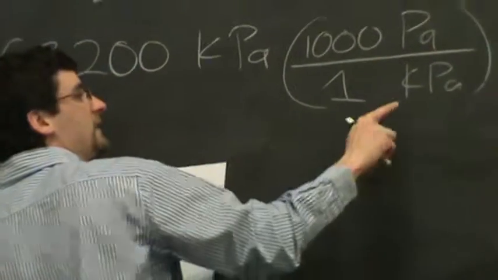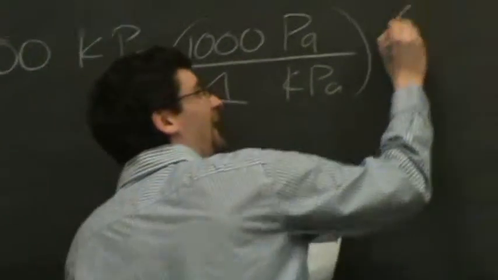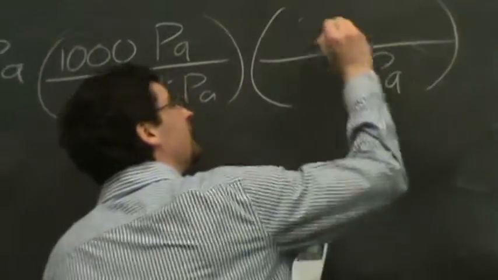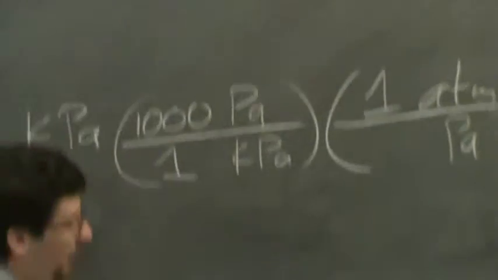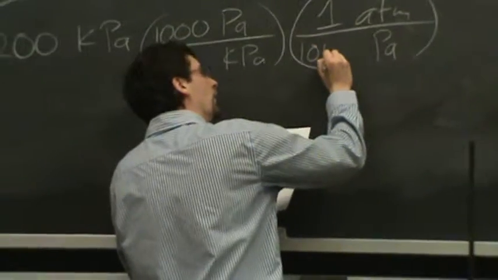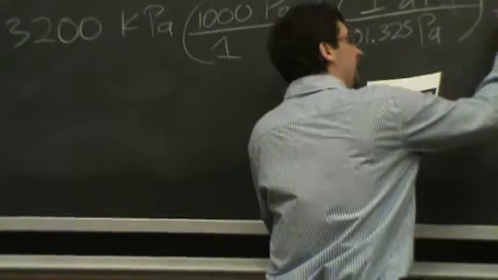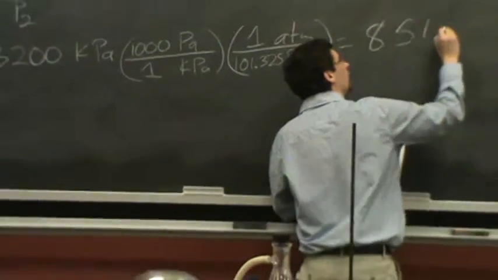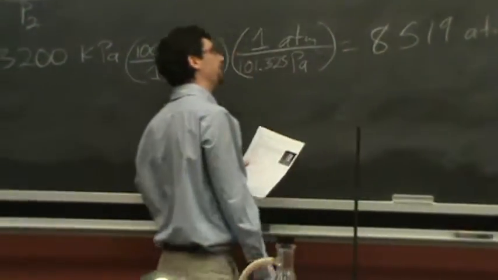1.01325. Oh, I meant just kilopascals to pascals. Oh. Yeah, 1,000. I already wrote it in for you, sorry. Now let's go from pascals to atmospheres. For every 1 atmosphere, how many pascals do we have? 101.325. When you multiply that all the way through, I result with an answer of 8,519 ATM.